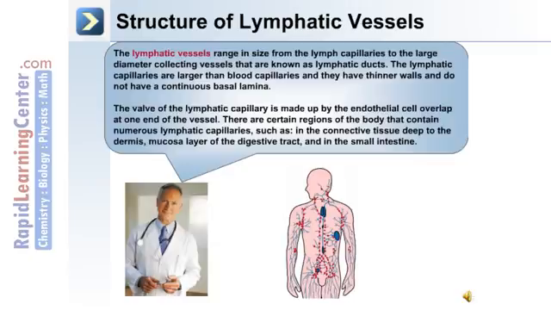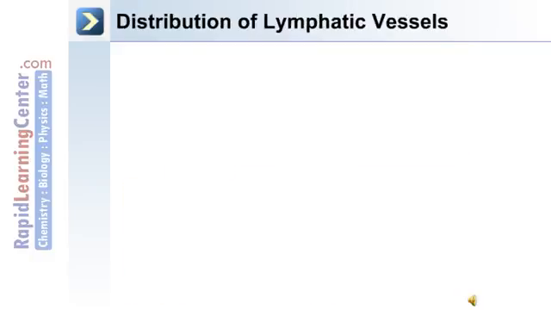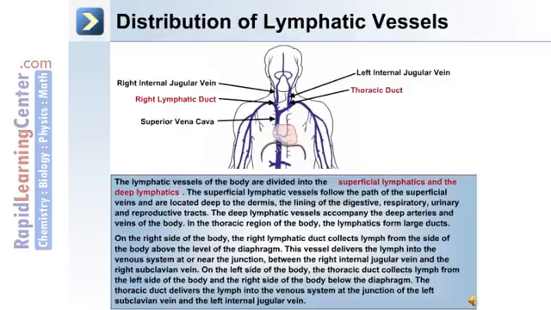There are certain regions in the body that contain numerous lymphatic capillaries, such as the connective tissue which is deep to the dermis, the mucosa layer of the digestive tract, and in the small intestine. Lymphatic vessel distribution. The lymphatic vessels of the body are divided into the superficial lymphatics and the deep lymphatics. The superficial lymphatic vessels follow the path of the superficial veins and are located deep to the dermis lining of the digestive tract, respiratory, urinary, and reproductive tracts. The deep lymphatic vessels accompany the deep arteries and veins of the body.